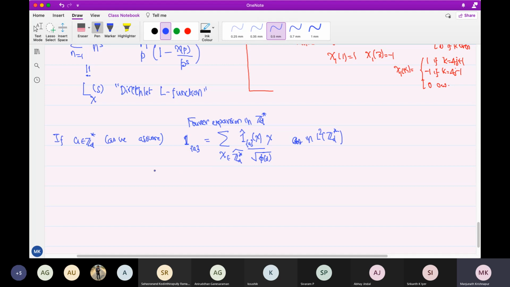On Z_d star, and extend everything to natural numbers in the usual way. So you see that the indicator that n belongs to the arithmetic progression, that is, n is congruent to a mod d, that's mod d, that's what I'm writing, that indicator can be written as a linear combination of characters. Right? In fact, what is this A hat of chi, by the way?